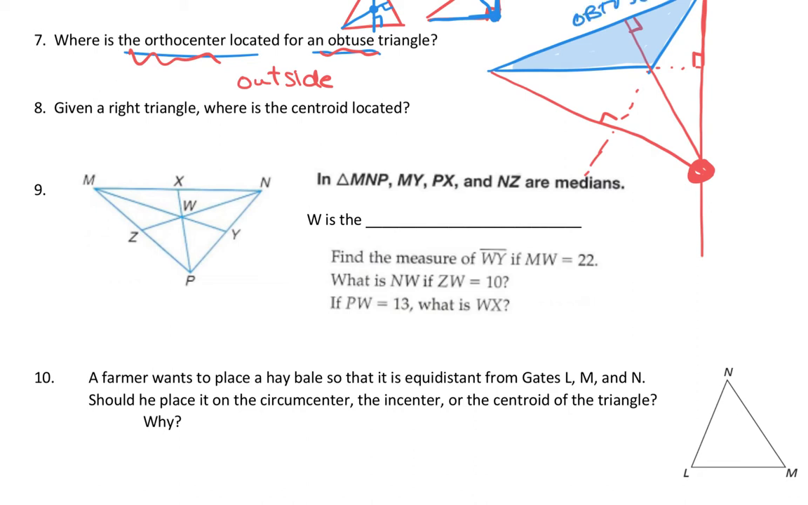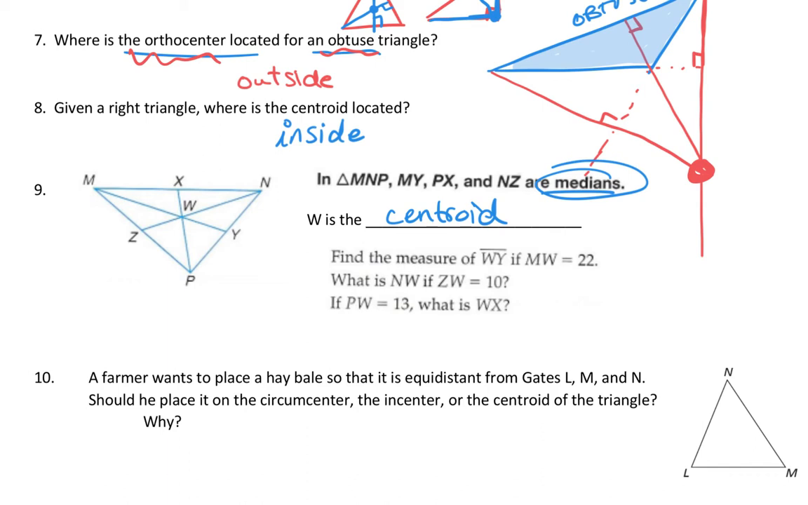All right, up next, given a right triangle, where's the centroid located? The centroid's always going to be located inside the triangle, and that's because it's your center of gravity, okay? And it makes that 2-to-1 ratio that we're going to see in this next part. Well, if W is made up of a bunch of medians coming together, then W should be the centroid. The centroid makes that awesome 2-to-1 ratio.